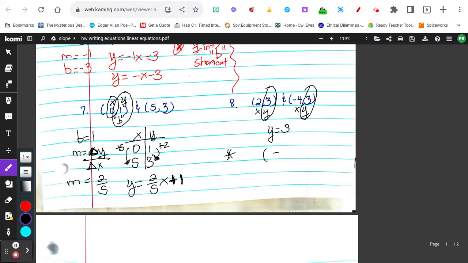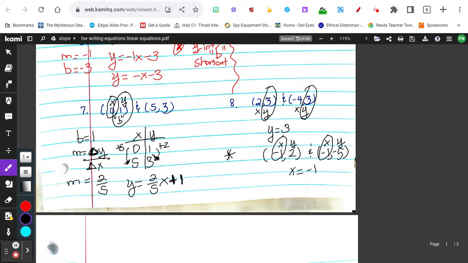Just make it up. (-1, 2) and (-1, -5). Well, if you'll notice, your x coordinates are the same. Here you have an x of -1 and an x of -1. So the equation is just x equal to -1.